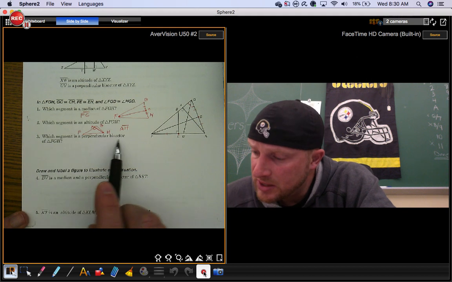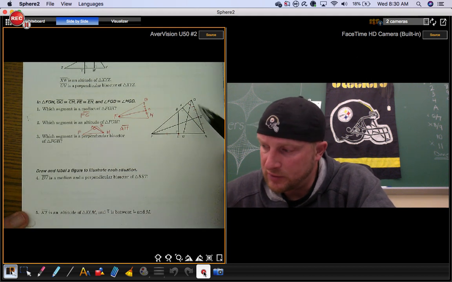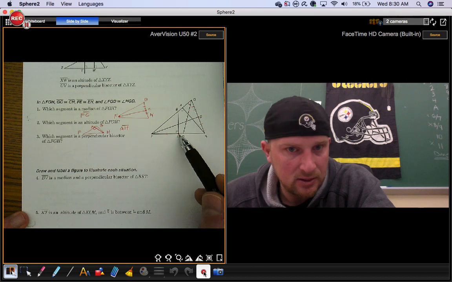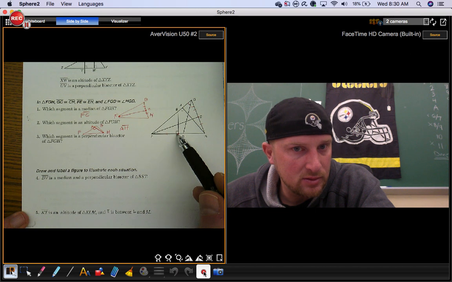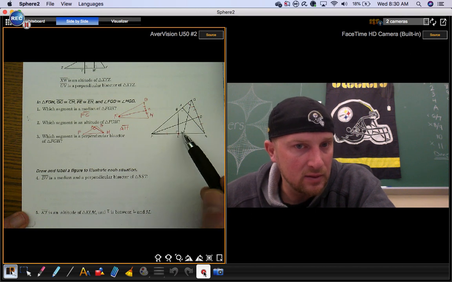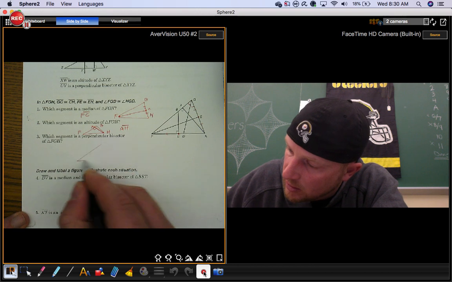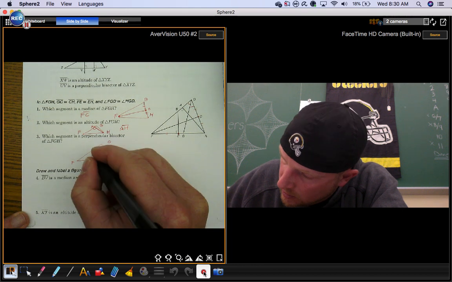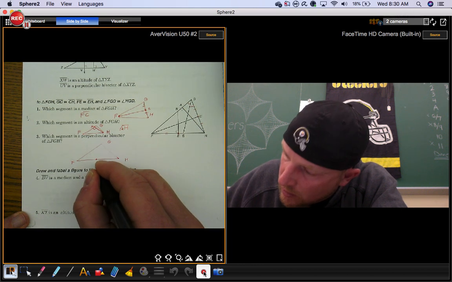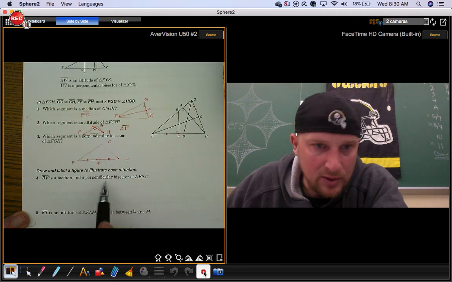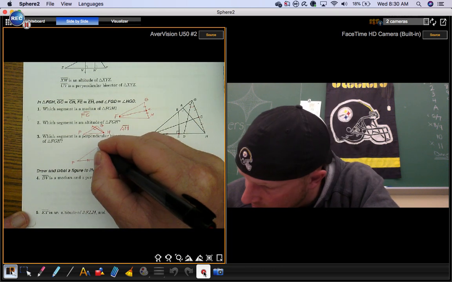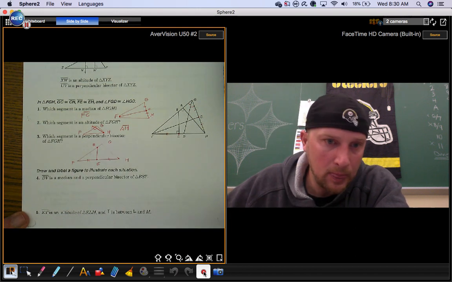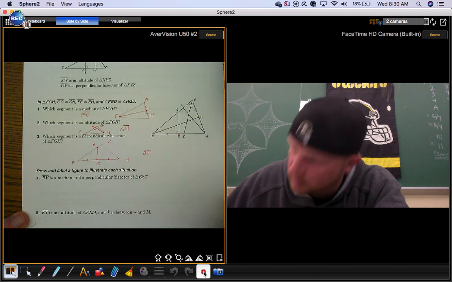Number 3, which segment is a perpendicular bisector of triangle FGH? So the two things that need to happen is it has to touch a midpoint, like E, and it has to have a right angle. Right? So this segment BE is the perpendicular bisector of this triangle FGH. So notice how I can mark E as the midpoint better on this diagram because I don't have that point D on there. So segment BE is the other one.